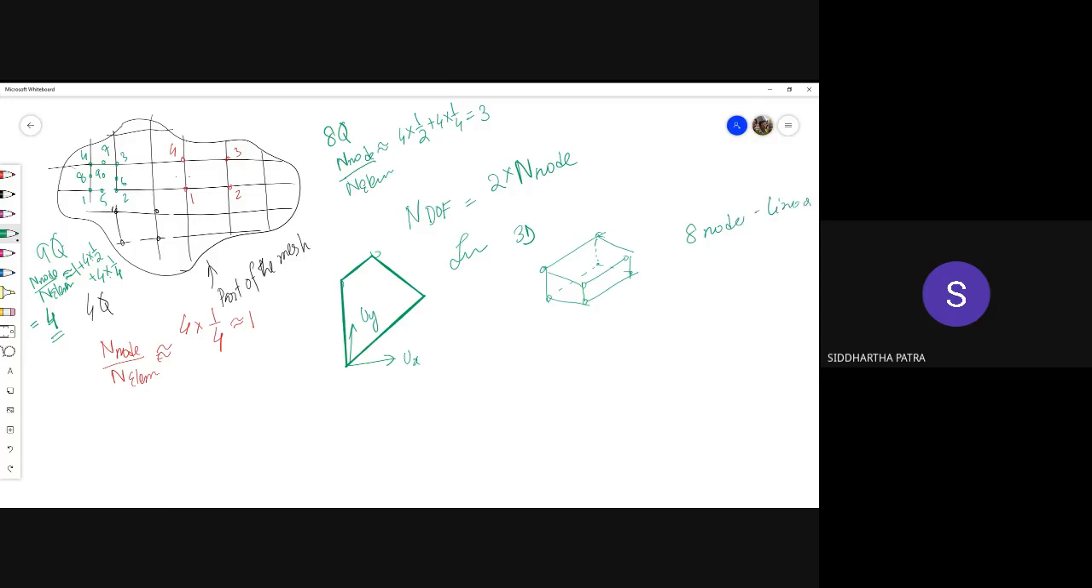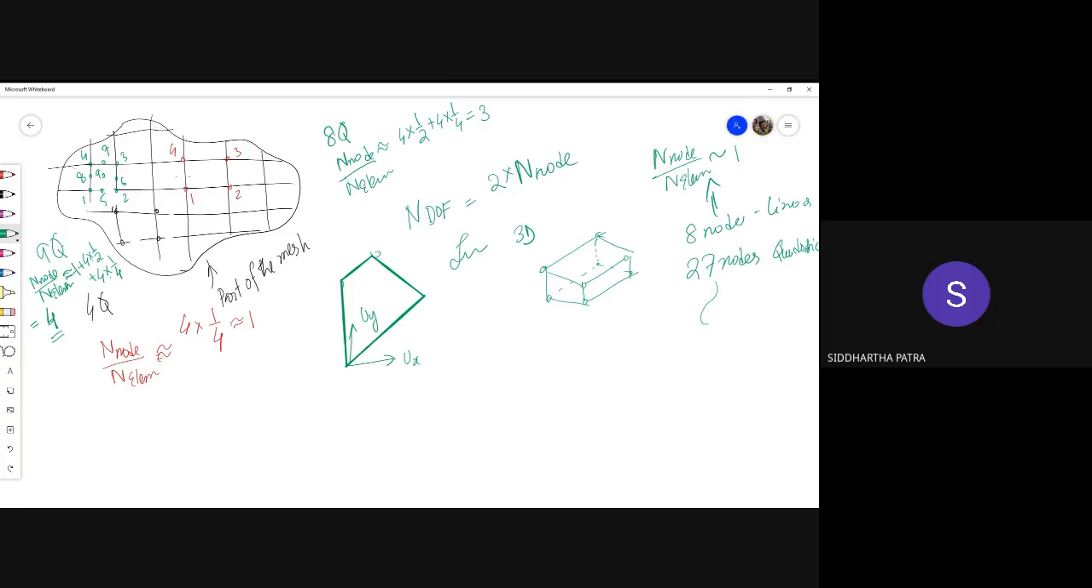Similarly, if you take a quadratic shape function, that would be 27 nodes. Now, each of these 8 nodes should be shared with 8 elements. For an 8-noded brick element, you can imagine this type of mesh in 3D. Each of the nodes would be shared with 8 elements. So n node to n element is approximately going to be 1, just like the 2D case.